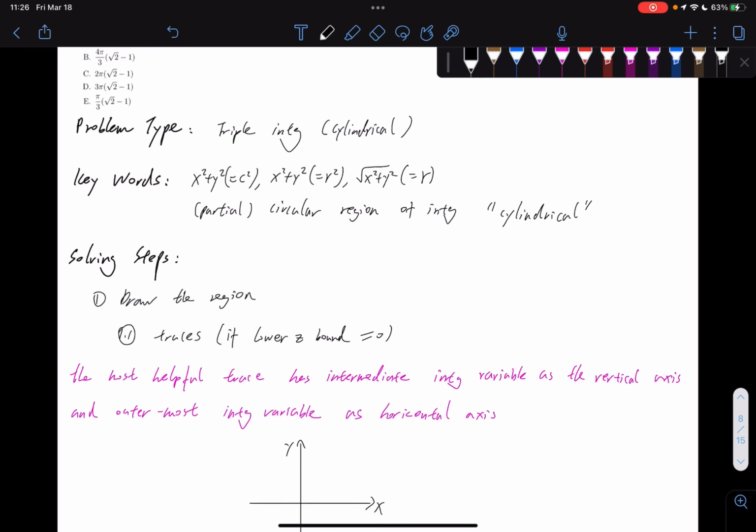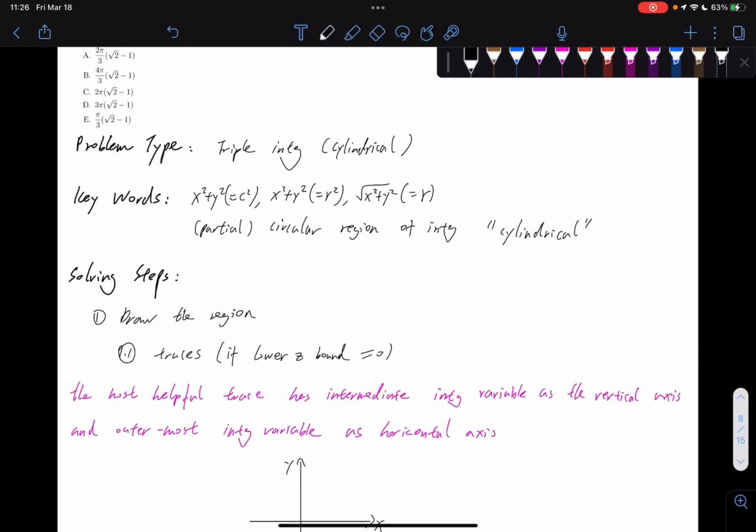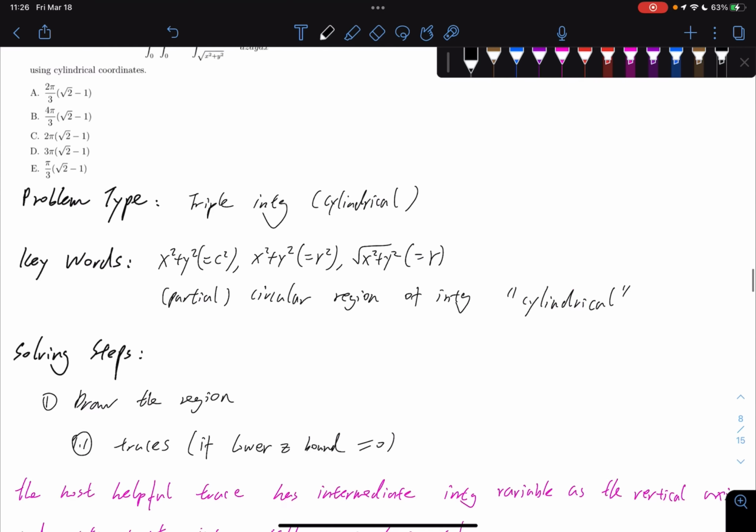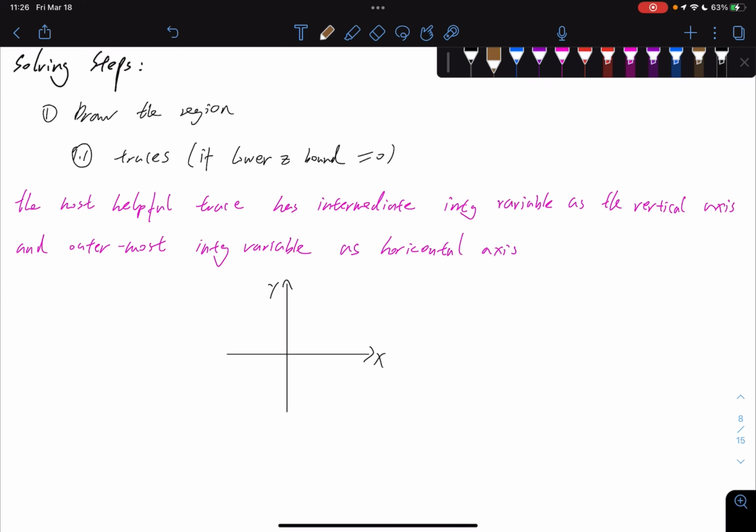We're going to draw the region by looking at the bounds of the integral. Our dx is bounded by 0 and 2. So let's start with that: x equals 0 and x equals 2.